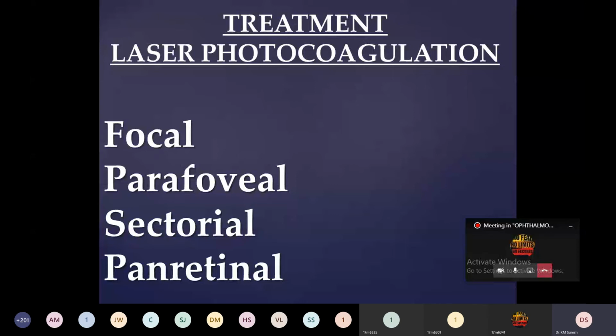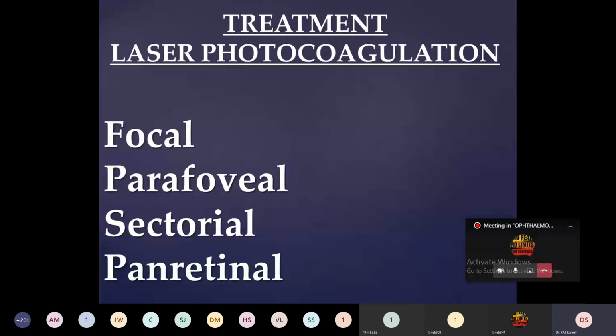Focal photocoagulation: they concentrate on photocoagulating the area which is having new vessels. Only those areas are photocoagulated where you see more changes of NPDR. Parafoveal photocoagulation is advised for macular edema, wherein temporal to the macula, the area which is known as parafoveal, you do photocoagulation. Sectorial: the retina can be divided into 4 sectors, so that particular sector wherein you see more changes, only that sector can be photocoagulated.